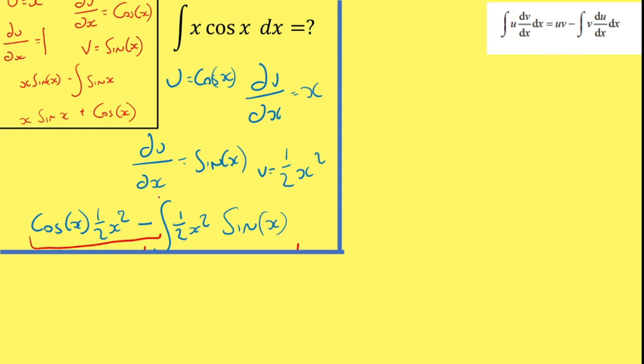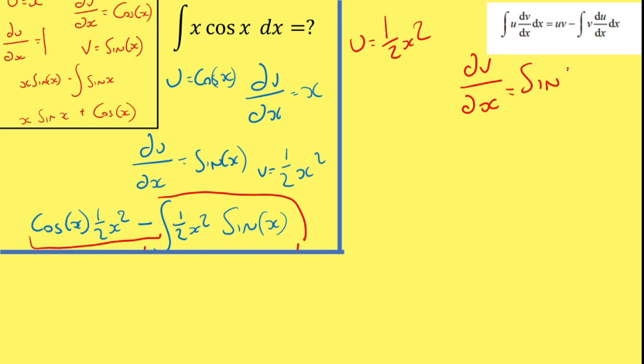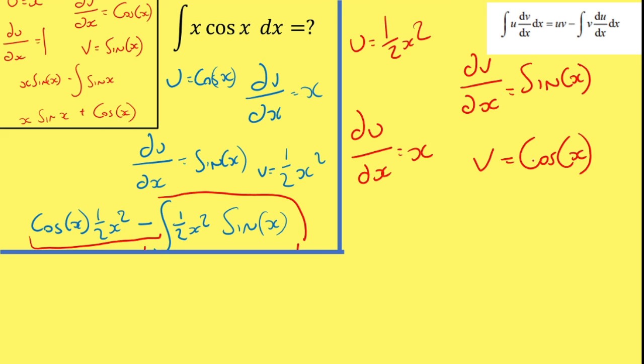So let's look at this last little bit of the integral, and let's say we swap it around now. So the u, I'm now going to call half x squared, and my dv over dx, I'm going to be calling sine x. My du over dx is just going to equal x, and then my v is actually just going to be cos x. Essentially I'm just doing the opposite of what I've done before. Now if I substitute that into the formula, I'm going to get uv, which is half x squared cos x, minus the integral of v, which is cos x, times du over dx, which is x.